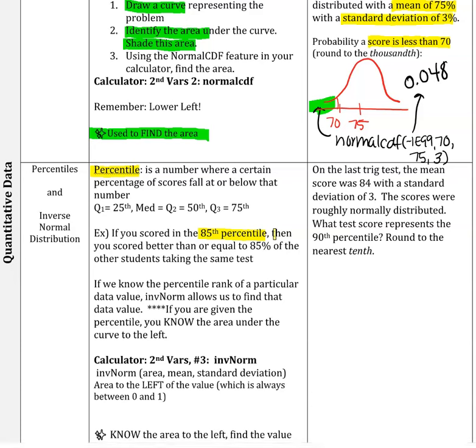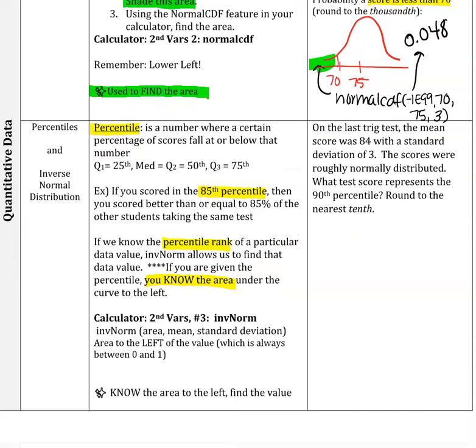With these inverse norm problems, we'll typically give you a percentile rank, which means you actually know the area to the left. If you know you're in the 85th percentile, that means the area to the left on a normal distribution curve would be 0.85. So going over to my problem, on the last trig test, the mean score was an 84 and the standard deviation was 3. The scores were roughly normally distributed. What test score represents the 90th percentile and round to the nearest tenth?